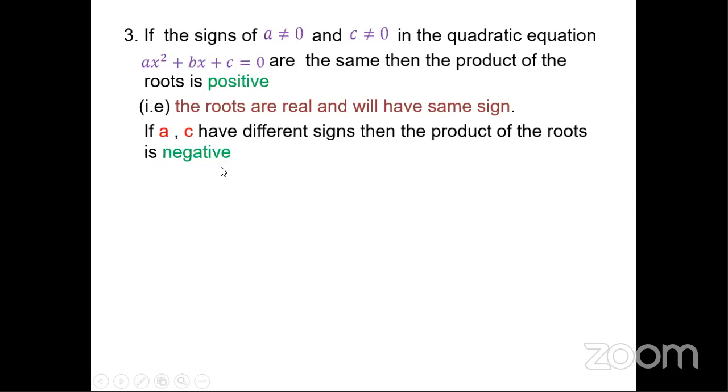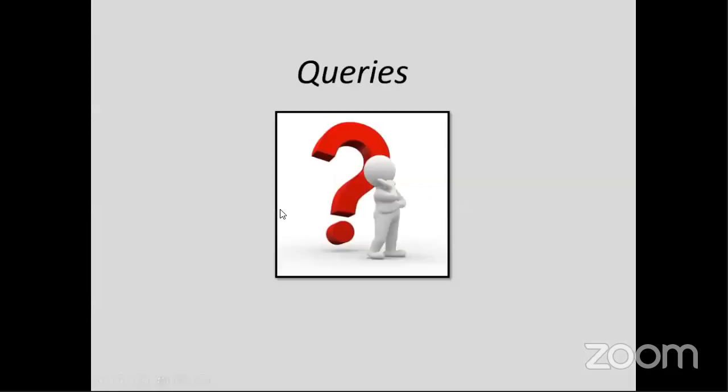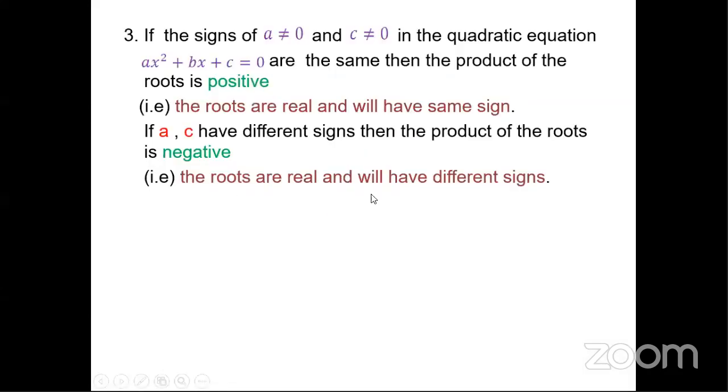Then the next case is if A and C have different signs. That means A and C are non-zero, but they have different signs. Suppose if A is positive, C is negative. Okay, or either way, or vice versa. Then product of the roots will be negative. Why is it happening so? If we have alpha beta is equal to C by A. Let us take C is negative. Negative by positive, it gives a negative value, isn't it? Now, the other case, if A is negative, then positive by negative is also negative. So if A and C have different signs, the roots will be real and will have different signs.